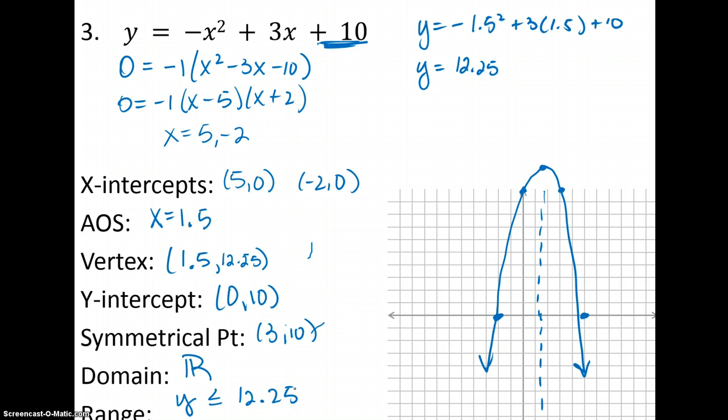12.25. Now, we've already talked about how to graph these on the graphing calculators. If you run into some issues where you need to verify your work, you can always do that.